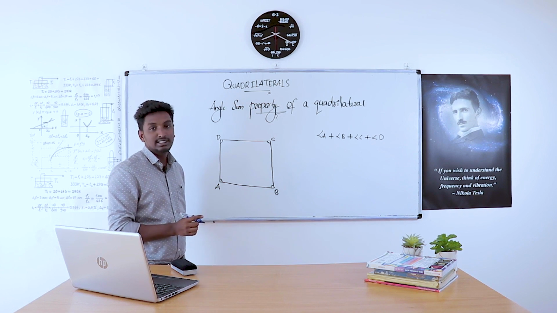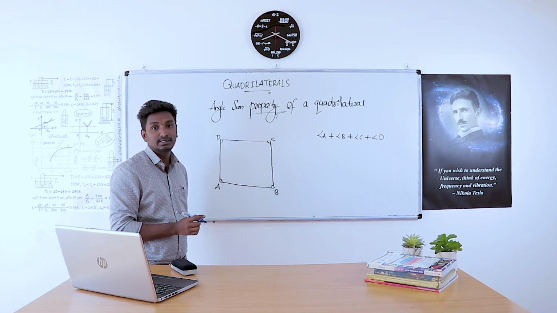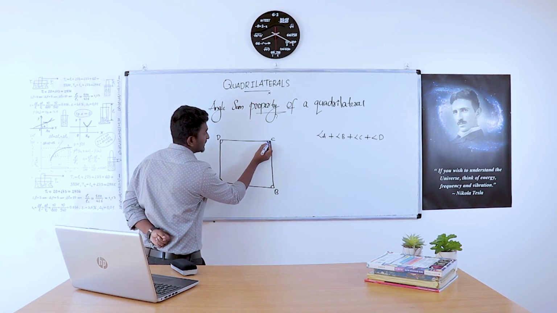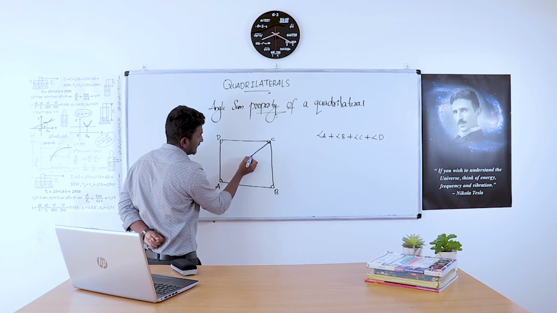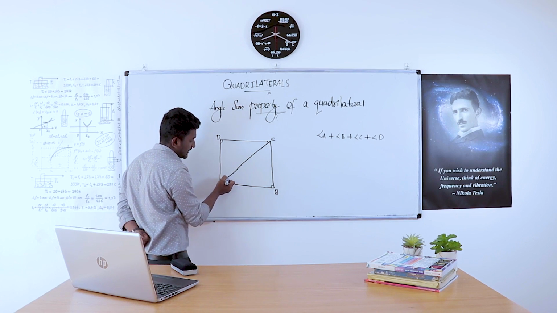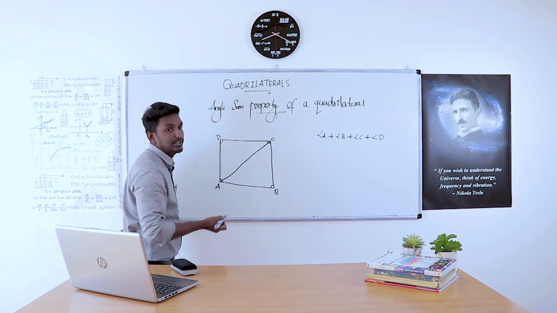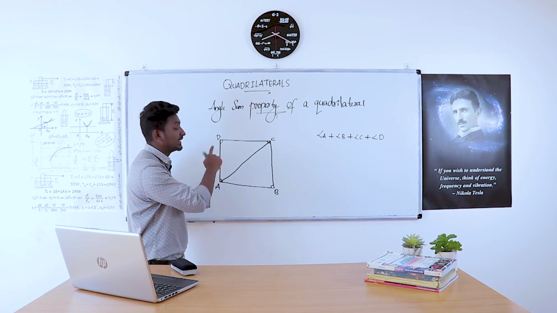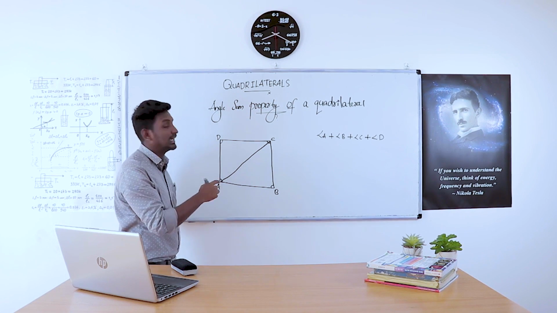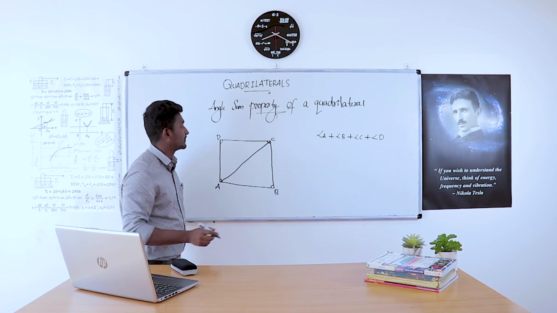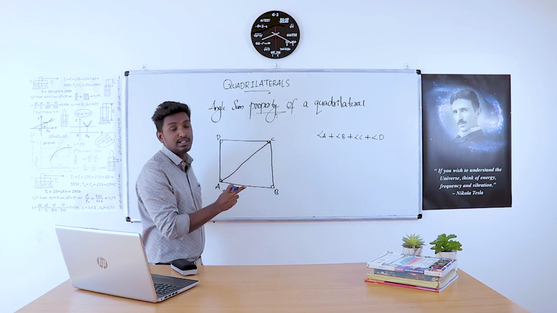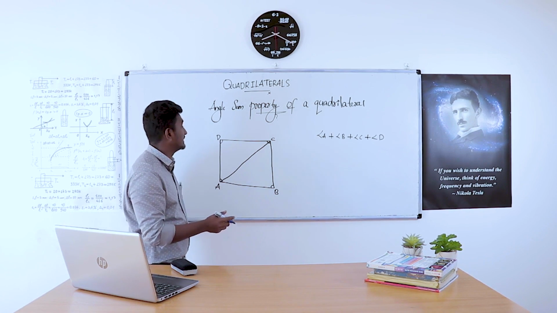How will you find this? The sum of all the four angles. We can easily find it by drawing a diagonal. I am drawing a diagonal from A to C. So this diagonal AC divides the whole quadrilateral into two triangles.